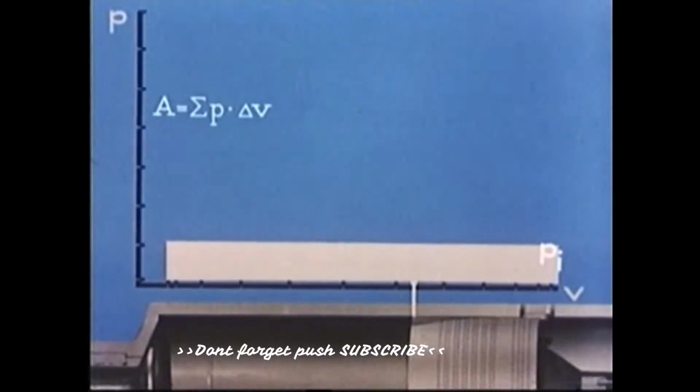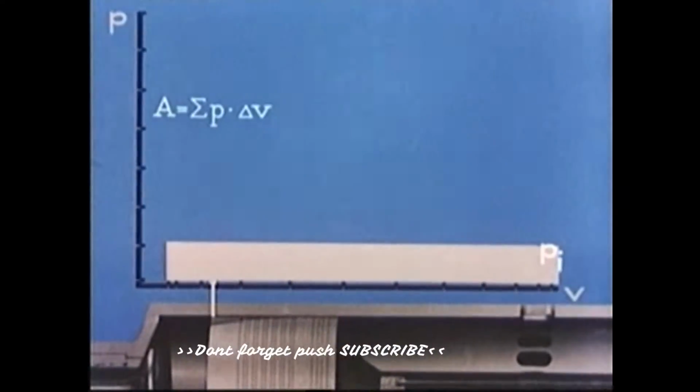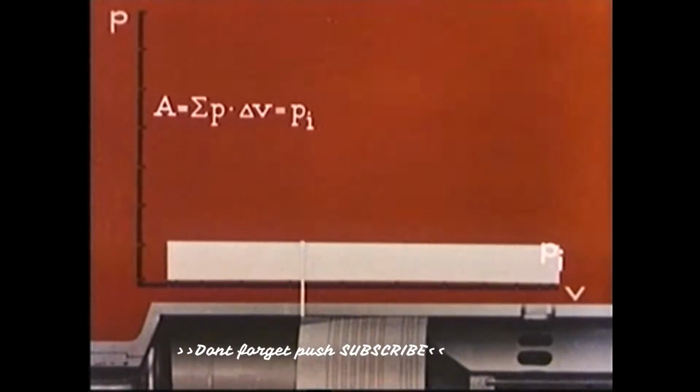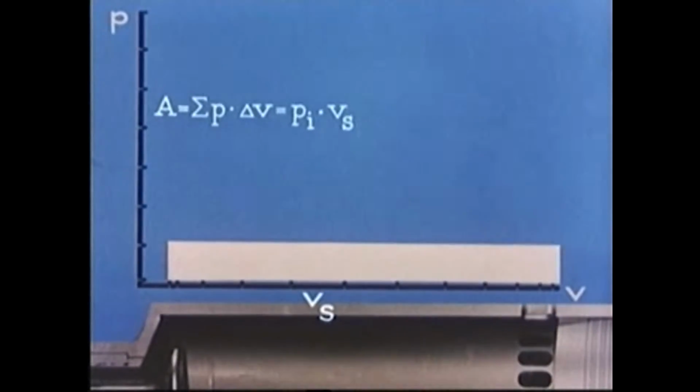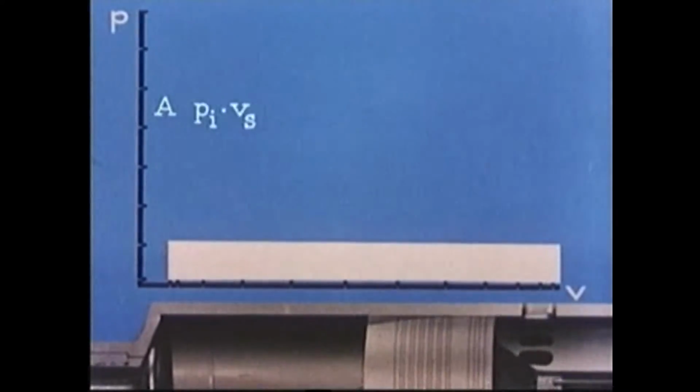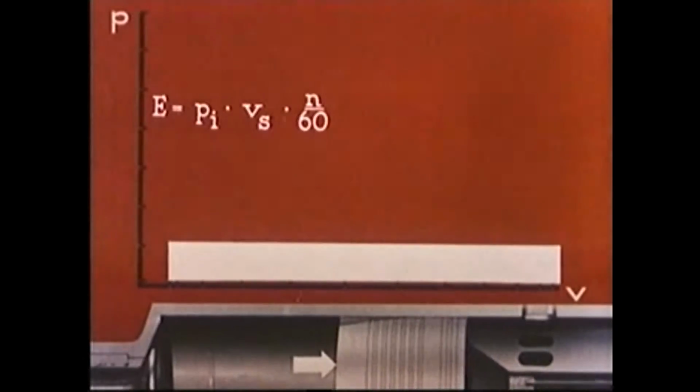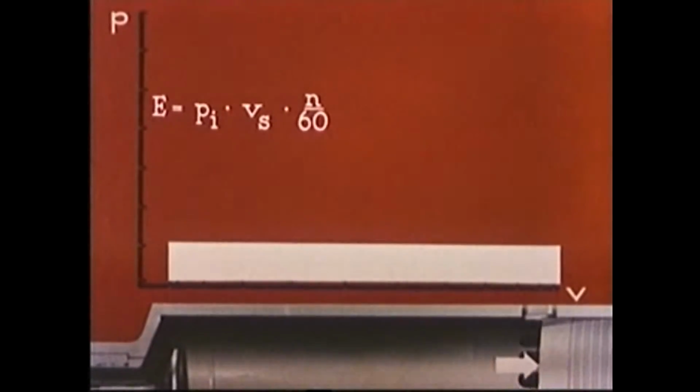The work in kilogram centimeters for one revolution will thus be A equals Pi multiplied by Vs, where Vs is the full stroke volume in cubic centimeters, and Pi the mean indicated pressure in kilograms per square centimeter. There is one working stroke in each revolution, so if we multiply by the revolutions per second, n over 60, we get the work in kilogram centimeters per second, that is to say the power.